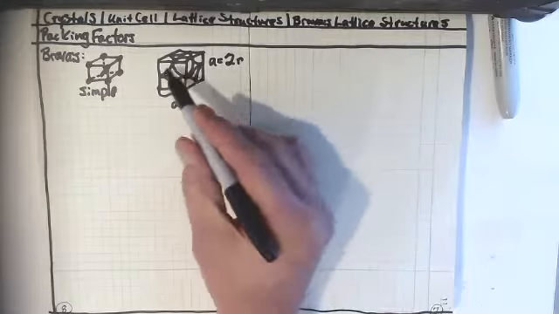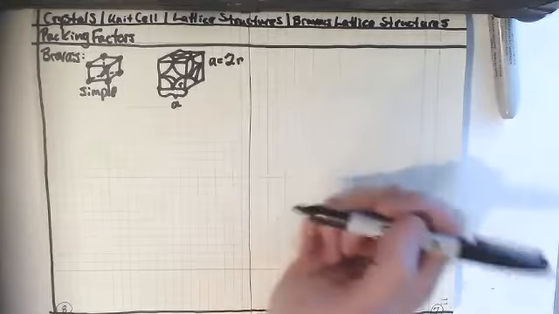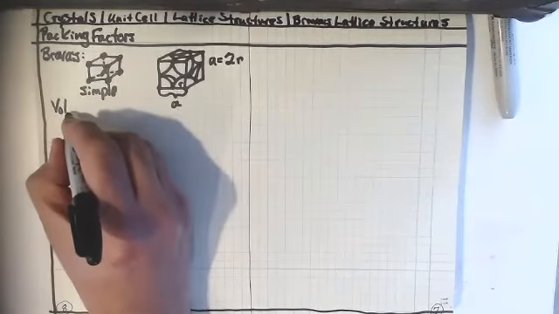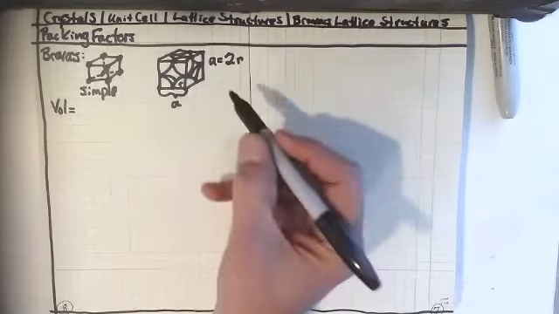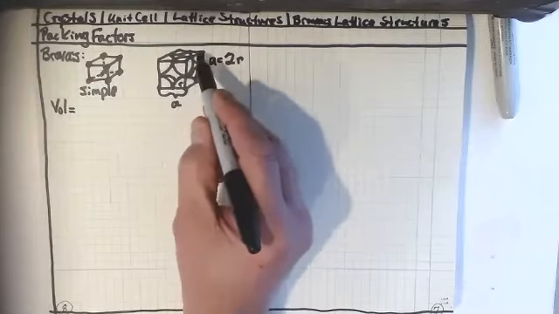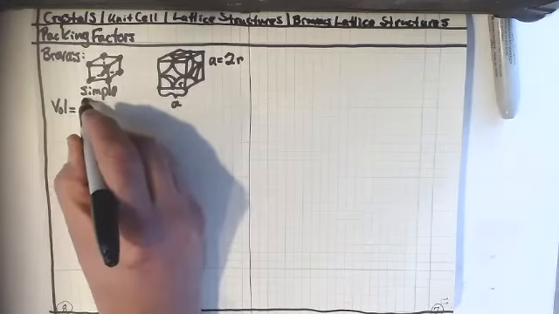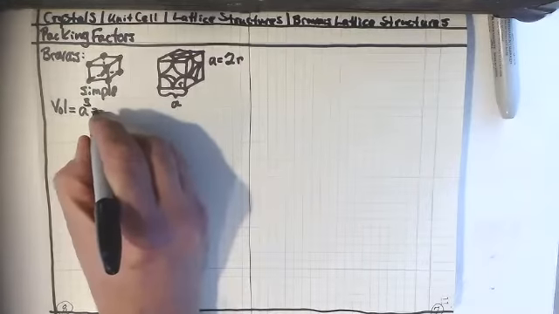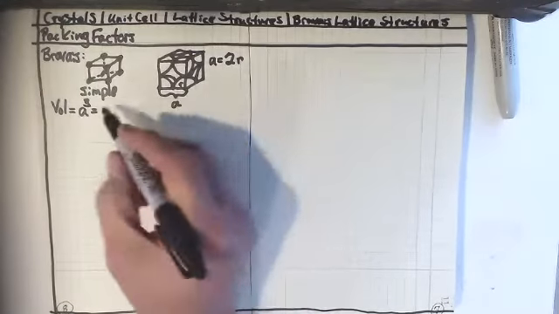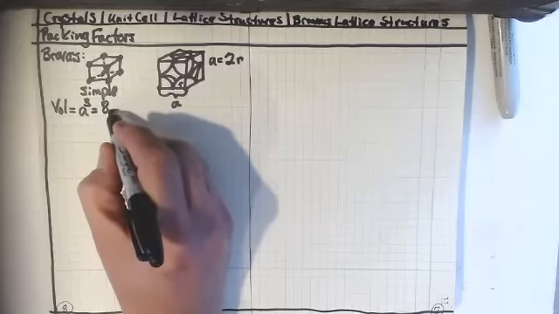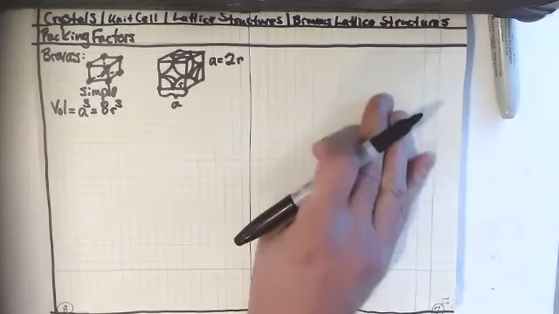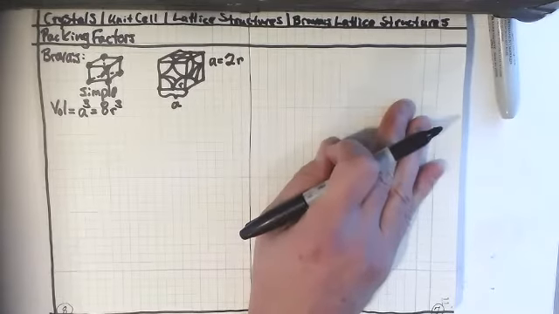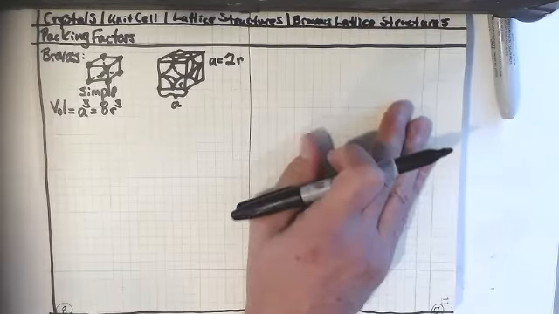Now, what is the volume of that cube? Well, the volume of the cube is going to be A times A times A. So A cubed, right? But if it's A cubed and A equals 2R, then wouldn't that be 8R cubed, the volume of the cube, in terms of R and in terms of A? Does everyone see that?